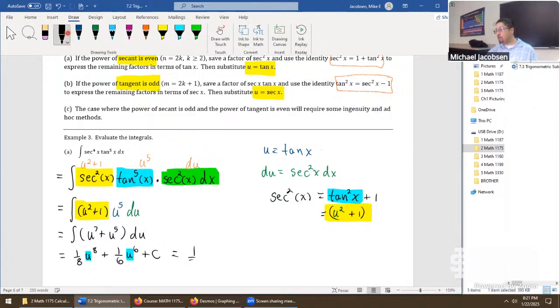Our overall answer is now 1/8 tangent to the 8th power of x plus 1/6 tangent to the 6th power of x, then add our constant. So we've got it, folks. That's our antiderivative on this one.